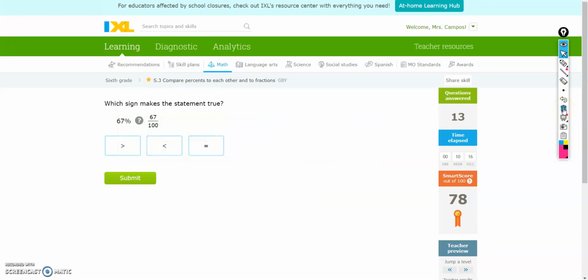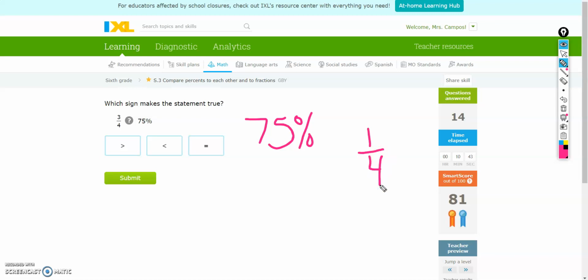Alright, this one I can look at it and I know that 67% is the same as 67 over 100, because 67 over 100 is 67%. Alright, do you remember what 3/4 is? I remember that's 75, and that's 75%, because remember, a quarter means 1/4. So we have 3/4, that's 75.